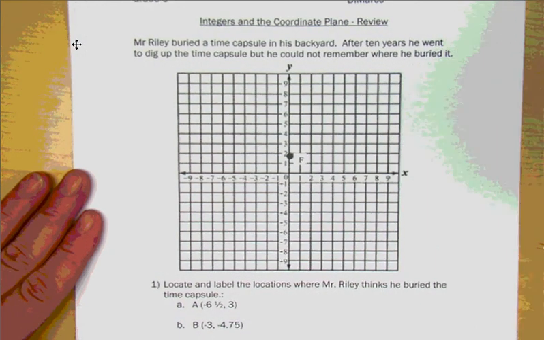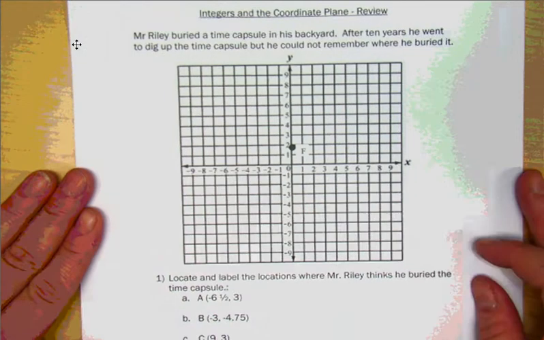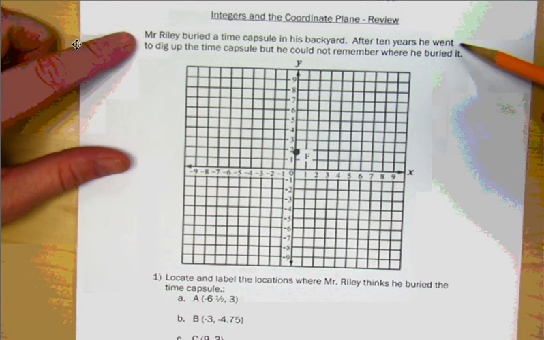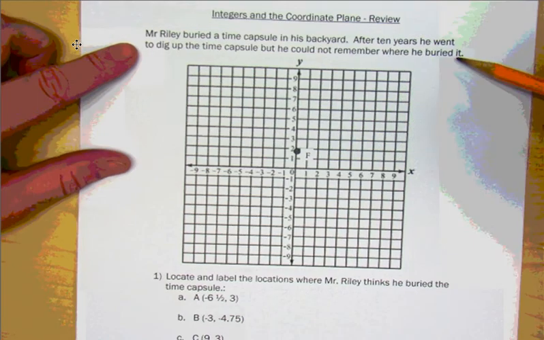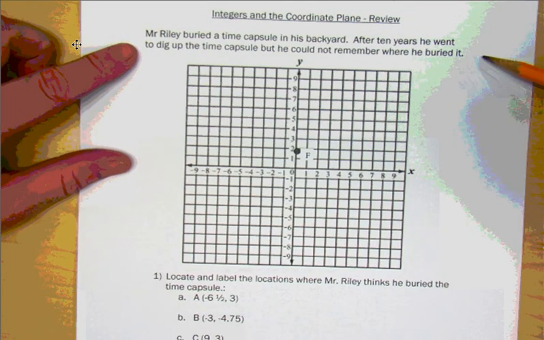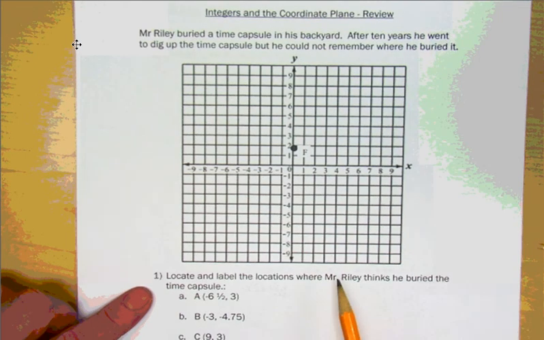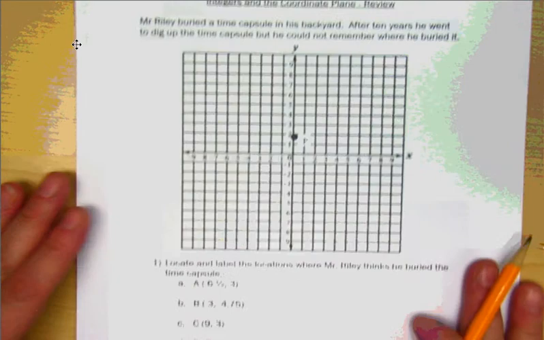Okay, this is the review for the unit test on Monday. Mr. Riley buried a time capsule in his backyard. After 10 years, he went to dig up the time capsule, but he could not remember where he buried it. So number 1 says, locate and label the locations where Mr. Riley thinks he buried the time capsule.